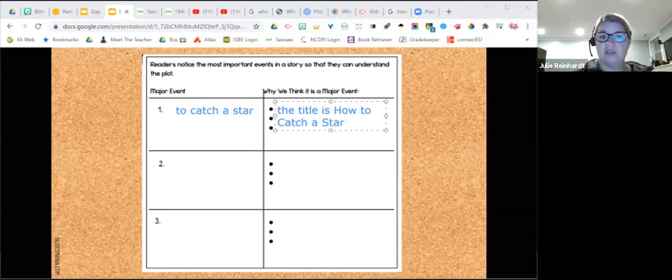And I want you to choose one more major event from the story, give me a reason, and a third major event from the story, and give me at least one reason as to how this can help us understand what the plot of our story is. Once you've done that, I want you to type them into your Seesaw activity and share them with your teacher.